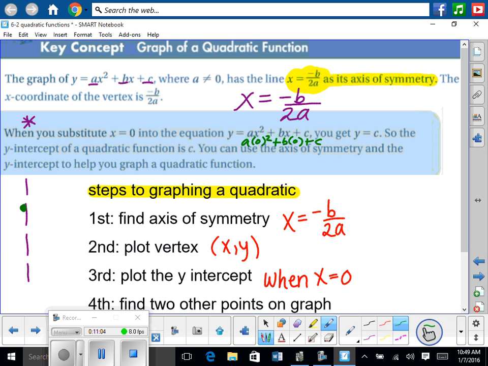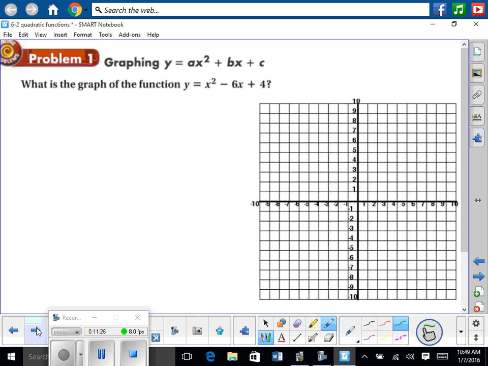That's your third step. And fourth, you'll find 2 other points on the graph. Any other 2 points you can find, and then you know it maps evenly across the axis of symmetry, and then you can graph it. We'll just use our calculator like we did yesterday to use whole number points, so we don't have to calculate them, so we can do it quickly. Okay, let's practice this. Are you ready to practice? Okay, here's my first example.